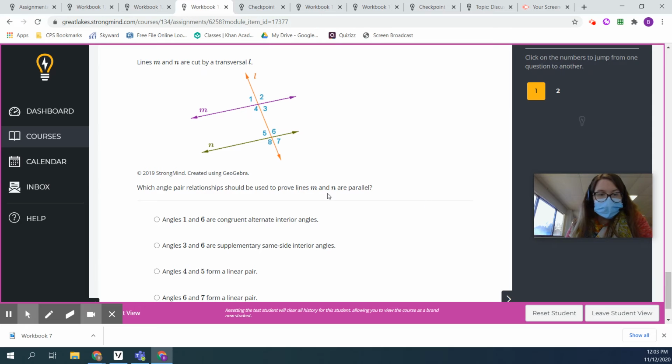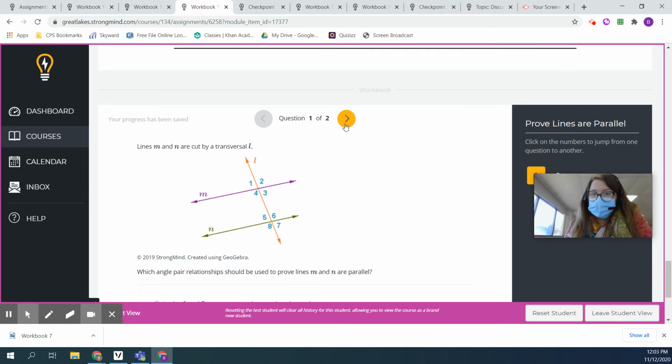M and N are cut by a transversal. Which angle pair relationships should be used to prove that they're parallel? So let's see, 1 and 6. Those are not anything like that. They're not alternate interior. 3 and 6, those are supplemental same side interior. That would work. 4 and 5, same side interior, not that. 6 and 7, linear pair, but that doesn't show that they're parallel.